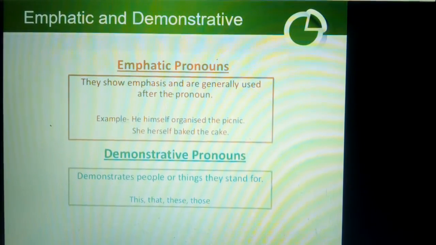Next is demonstrative pronouns. These pronouns demonstrate people or things they stand for. For example, this, that, these, and those are examples of demonstrative pronouns.